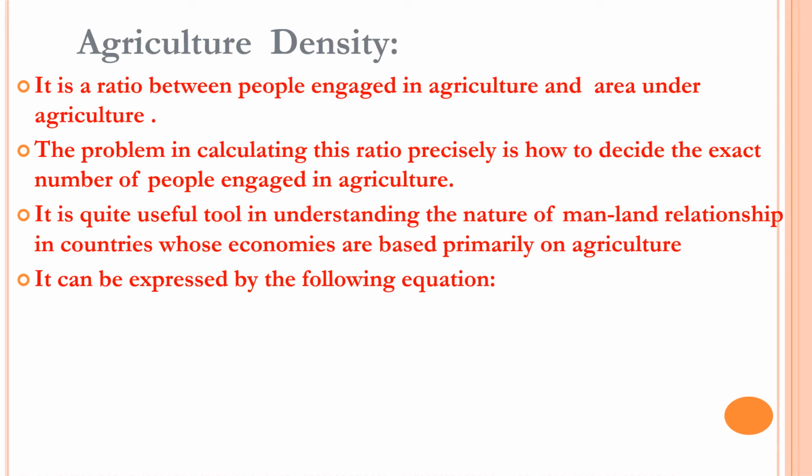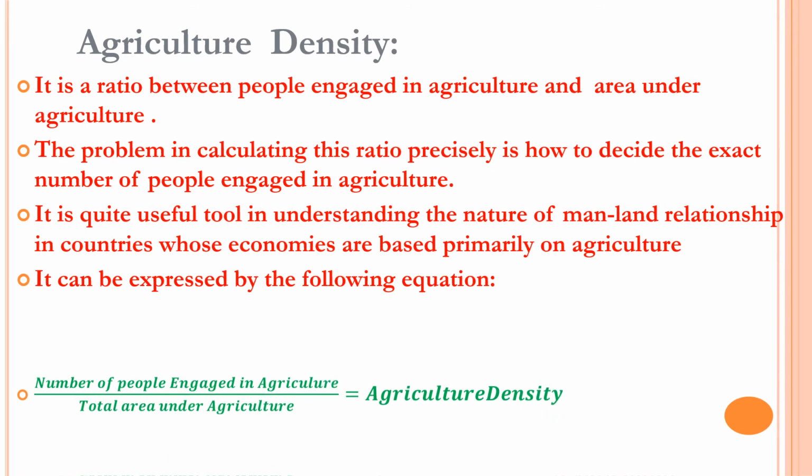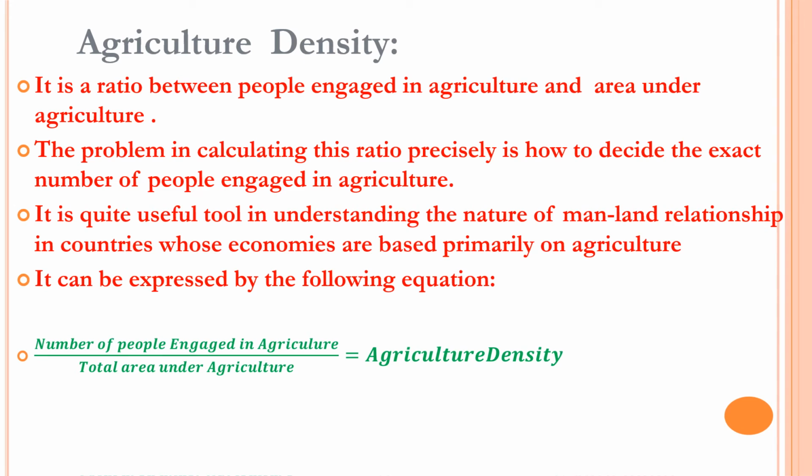It is a ratio between the people engaged in agriculture and the area under agriculture. Now, agriculture density may be calculated following the equation: number of people engaged in agriculture divided by the total area under agriculture. This is the formula for agriculture density.